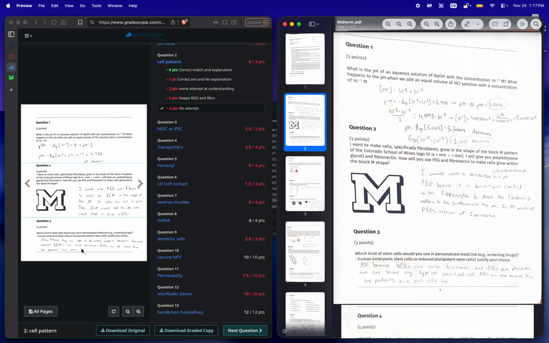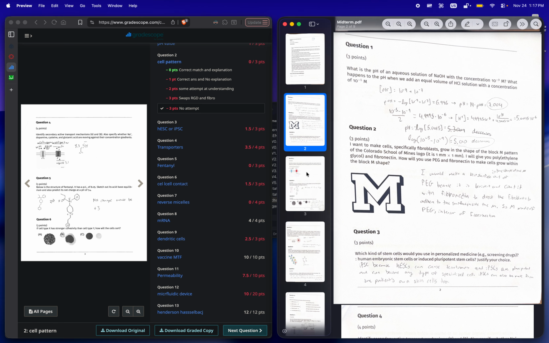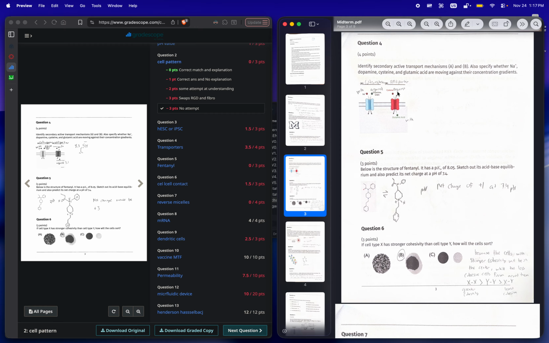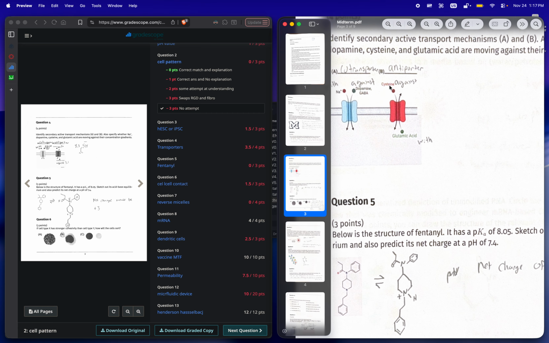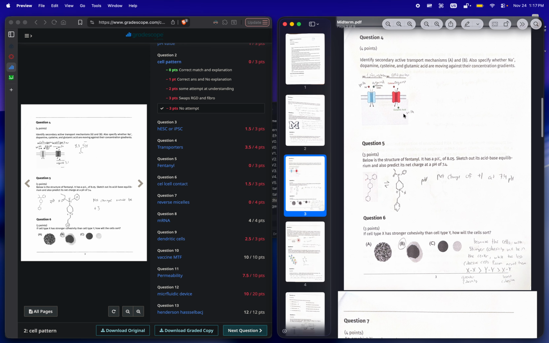And I had a very similar answer to that. I didn't mention they were pluripotent though, so. Okay, for the next one, I just switched them. Have cysteine going against and glutamate going with the gradient.